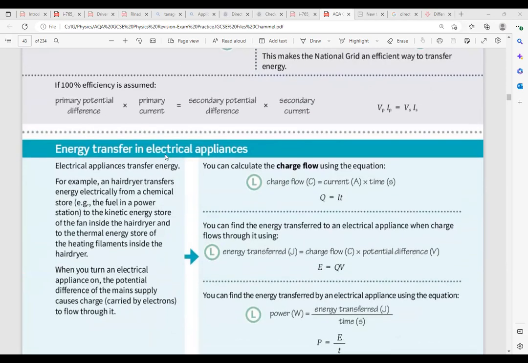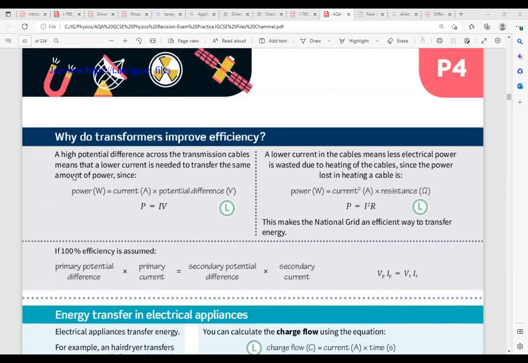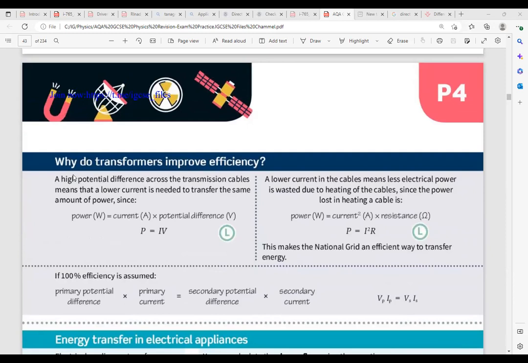Energy transfer in electrical appliances. So before going to this, can you look at this screen for 10 seconds, 20 seconds? I need you to keep in your mind the relationship between P and V and P and R, because we are going to use it in the next slide. Okay.